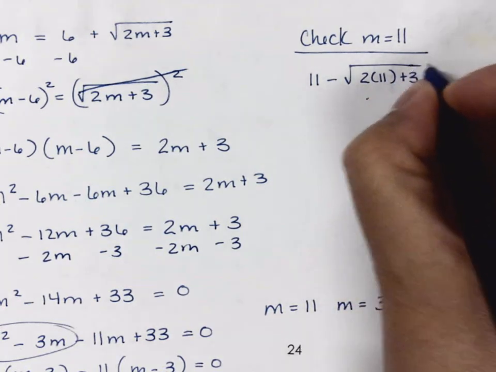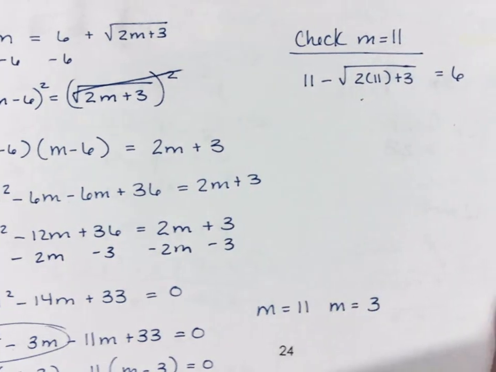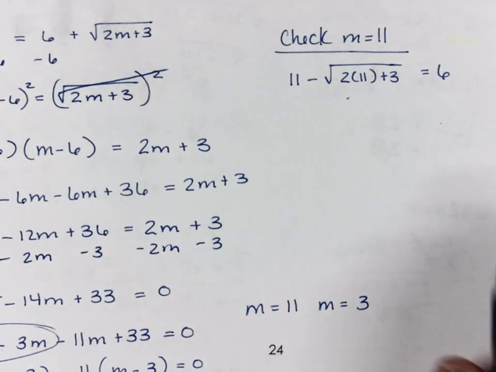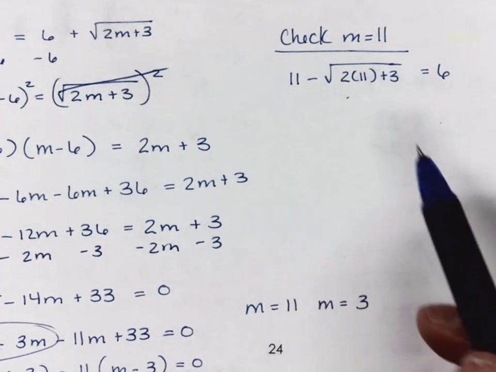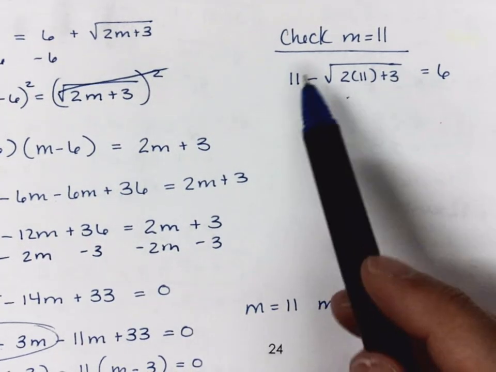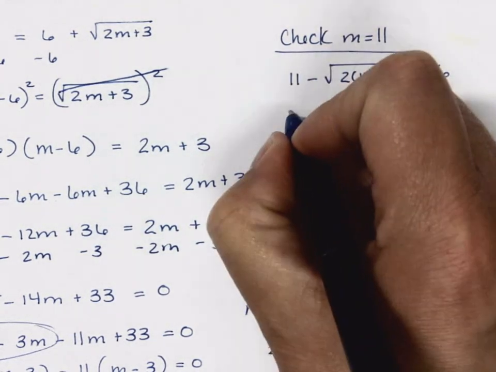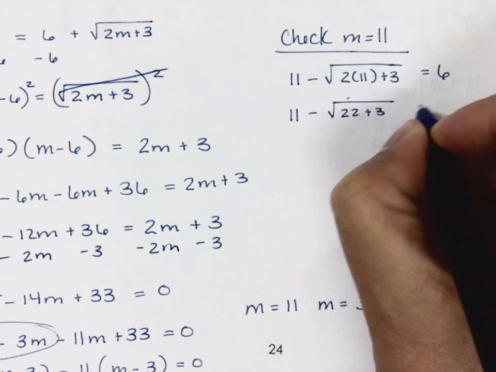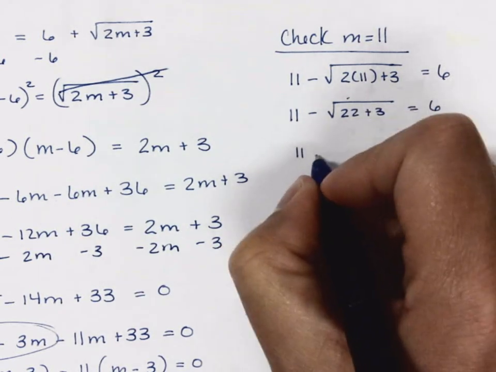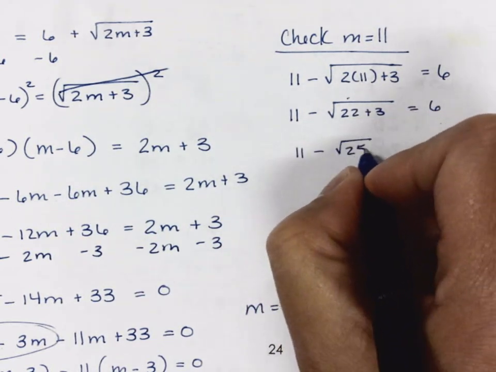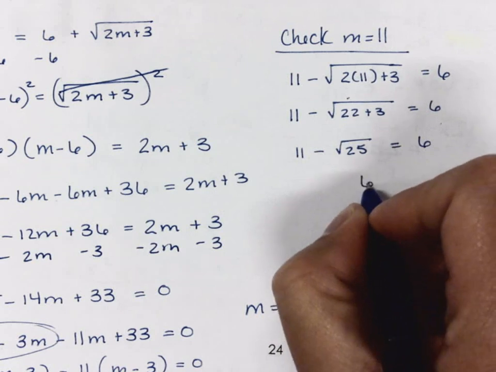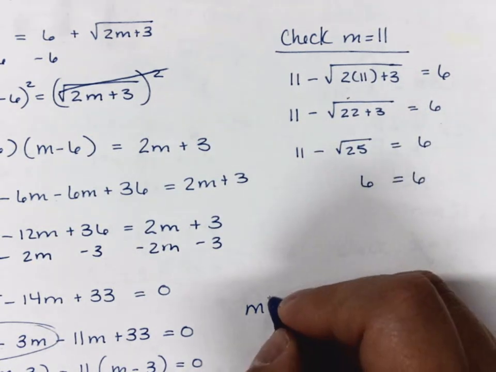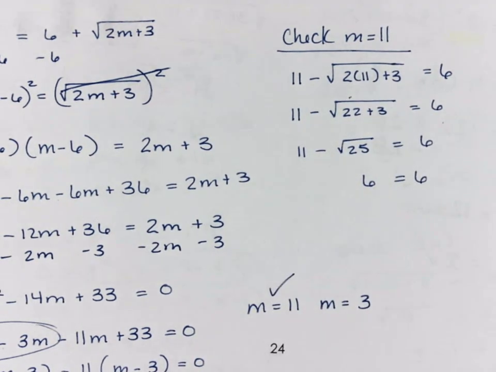I think the thing that I screw up the most with is that I put the wrong values in here. I forget that they're both m and they both have to be 11 if I'm checking that. So 11 minus 22 plus 3 equals 6. Okay, so m equals 11 is a good answer.